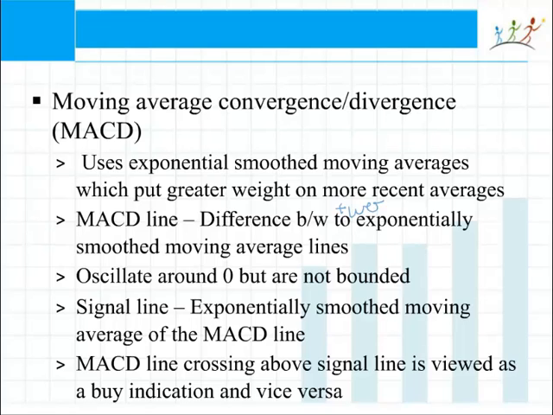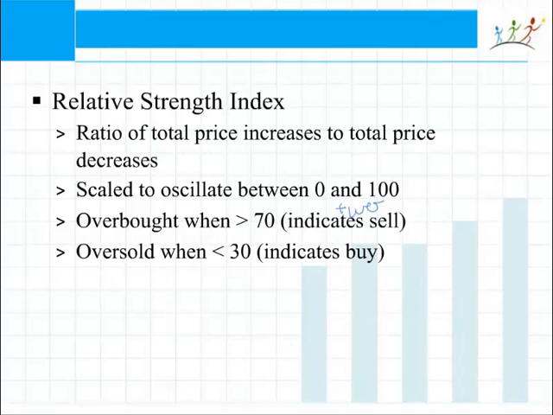Now the MACD line has an expected value of 0. So it is the moving average of the 100-day and the 10-day. So the averages are expected to be the same more or less. So it oscillates around 0 but is not bounded. So MACD line is plotted as the difference between the two lines.